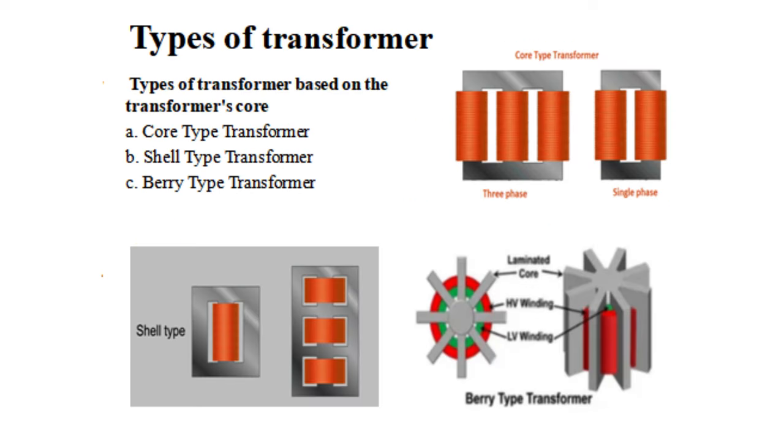Types of transformers. The classification of transformers based on the arrangement of core and the winding is into three main types. First one, core type. Second one, shell type. Third one, berry type.